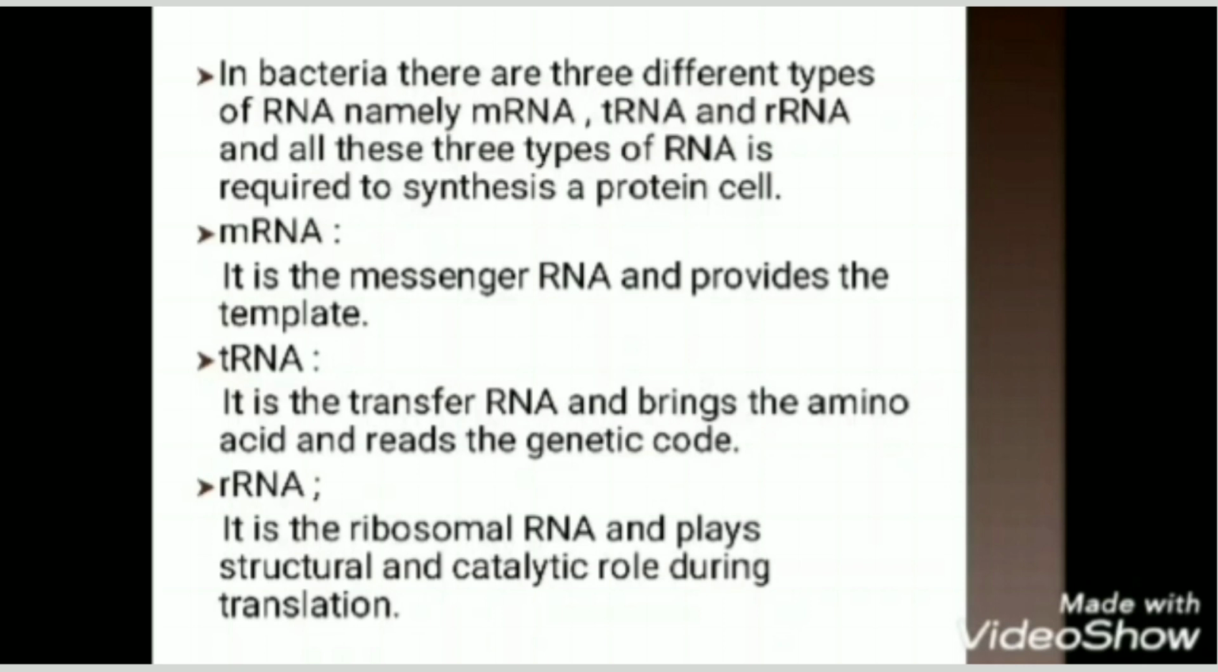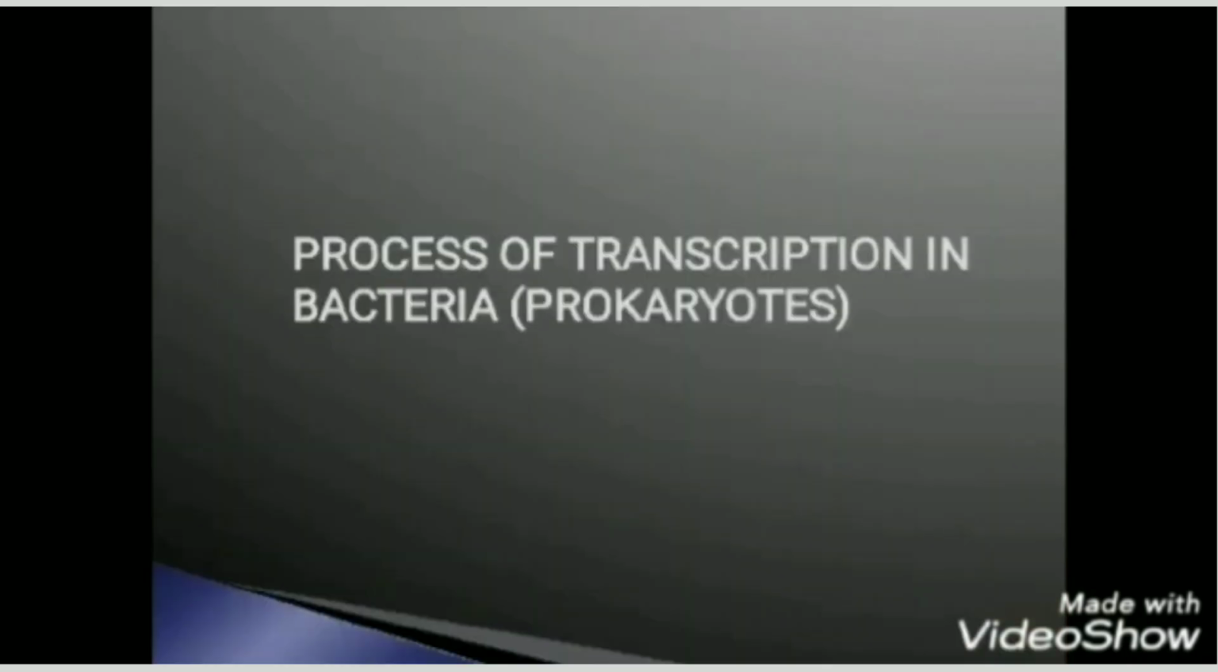mRNA. It is the messenger RNA and provides the template. tRNA. It is the transfer RNA and brings amino acid and reads the genetic code. And rRNA. It is the ribosomal RNA and plays structural and catalytic role during translation.